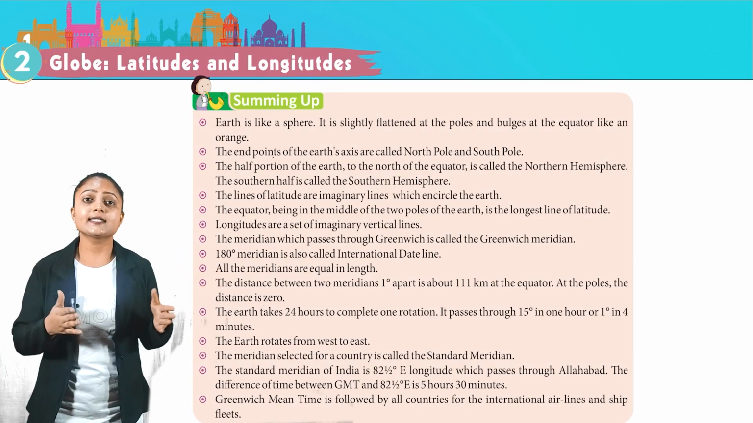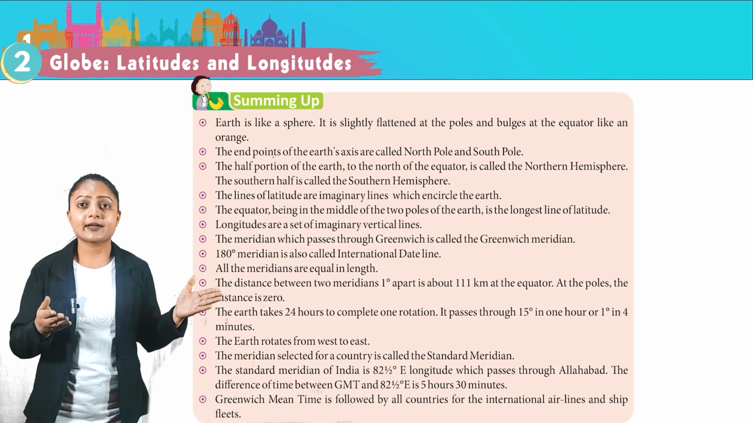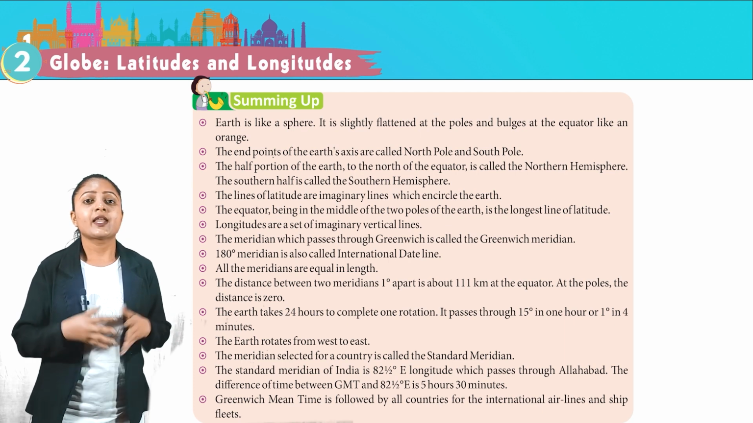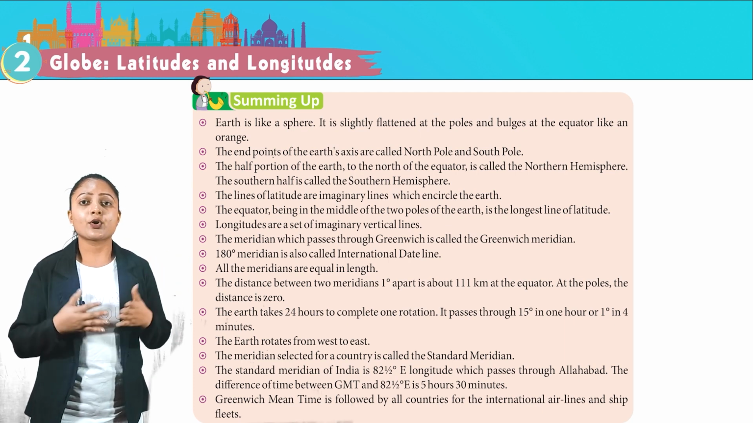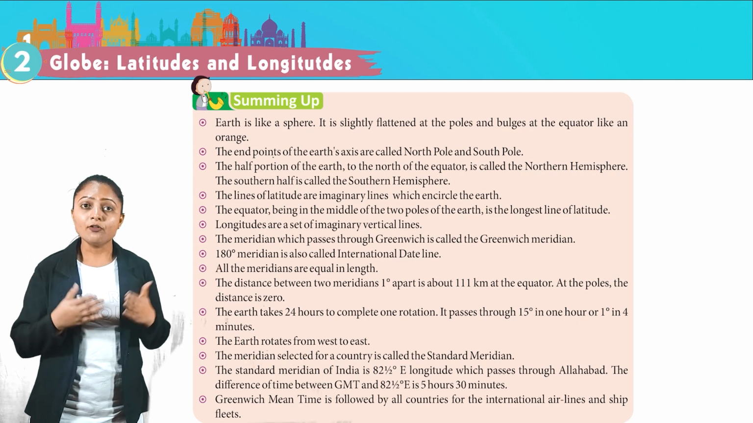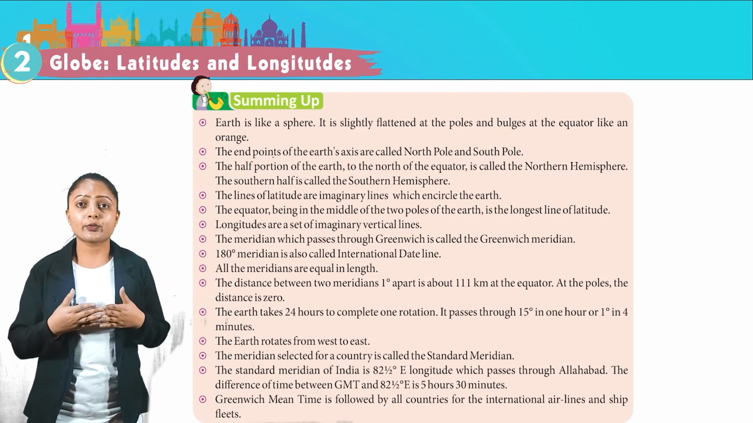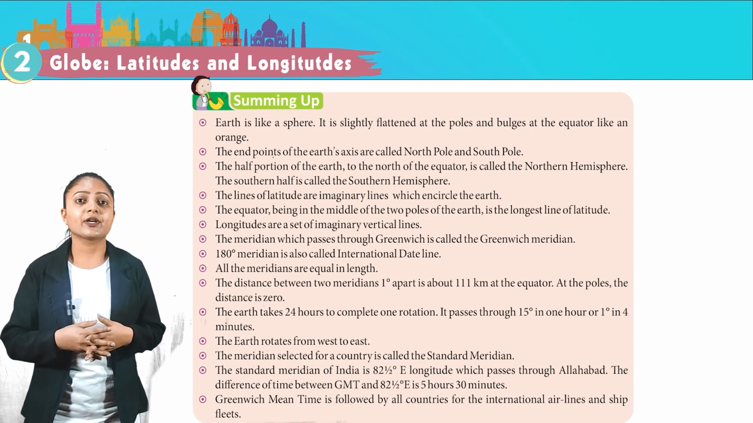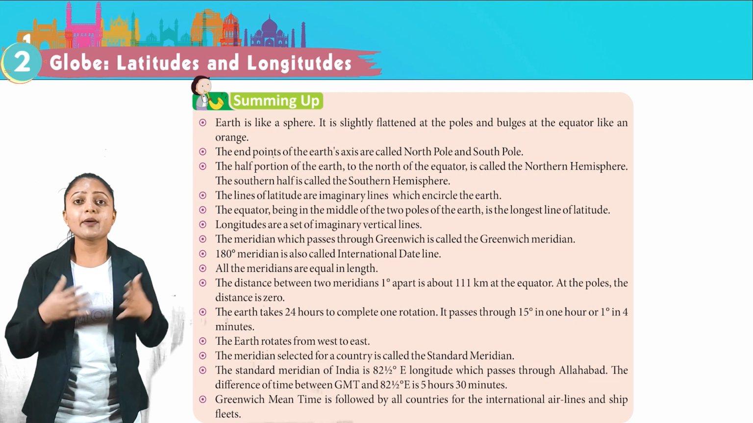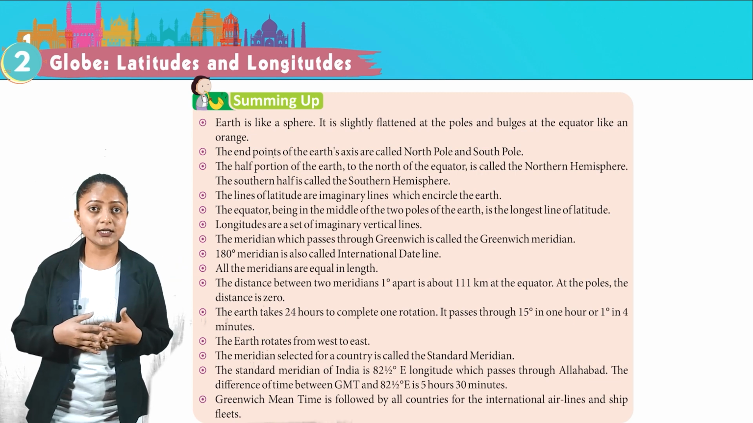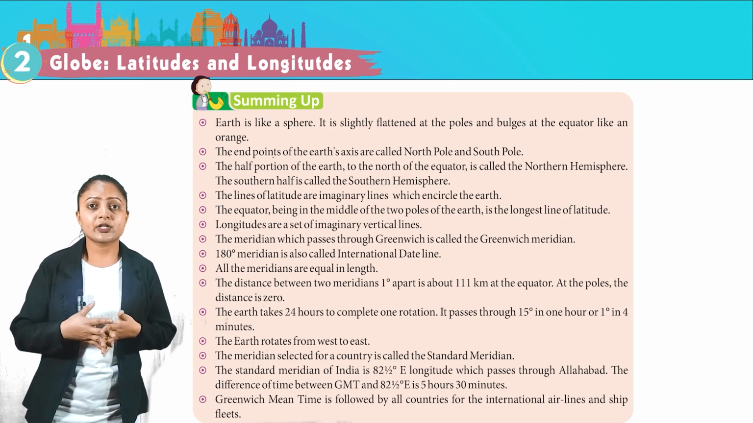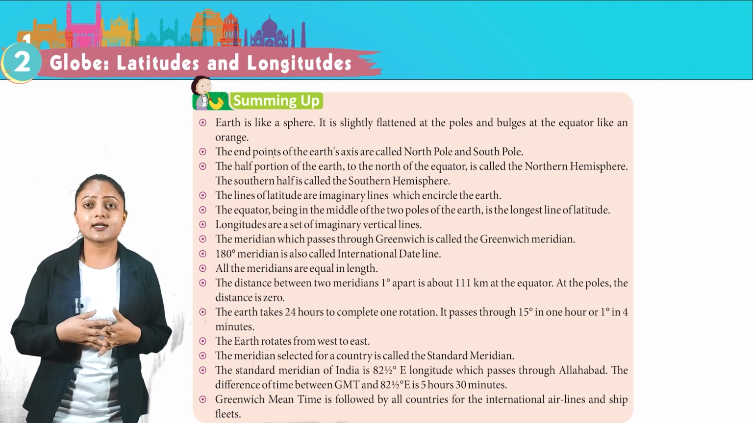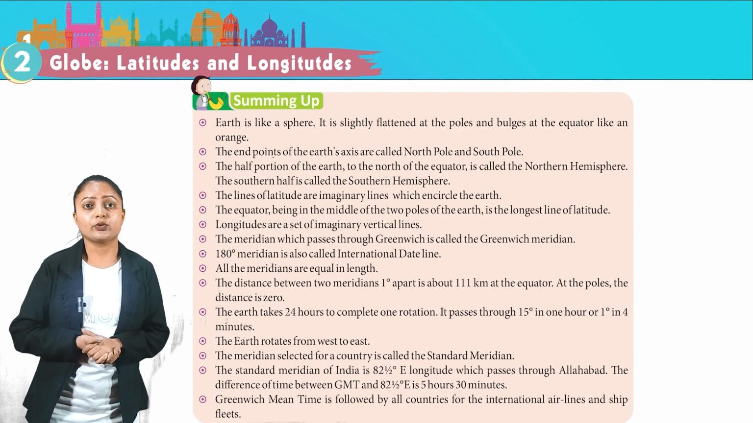Summing up, Earth is like a sphere. It is slightly flattened at the poles and bulges at the equator like an orange. The endpoints of the Earth's axis are called North Pole and South Pole. The half portion of the Earth to the north of the equator is called the Northern Hemisphere. The southern half is called the Southern Hemisphere. The lines of latitude are imaginary lines which encircle the Earth. The equator, being in the middle of the two poles of the Earth, is the longest line of latitude.